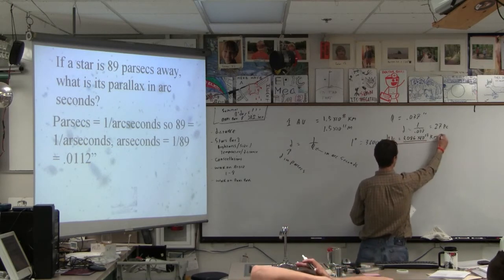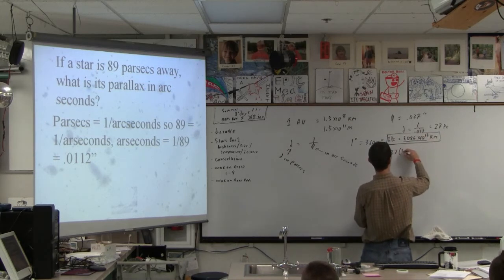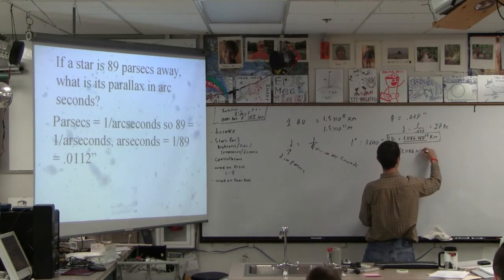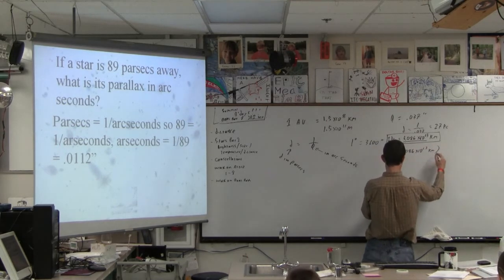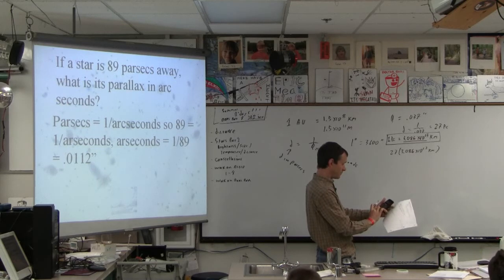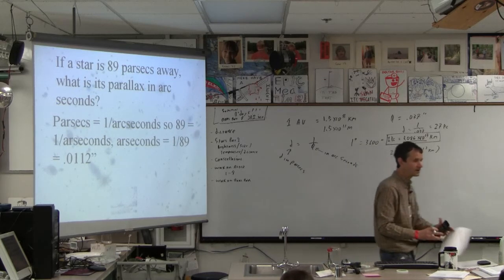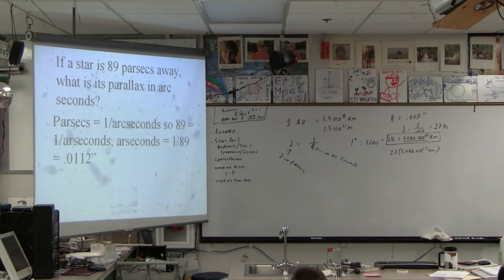So I'm just pulling a conversion out of the hat. Our distance in kilometers is 27 times 3.086 times 10 to the 13th kilometers. Let's see if this calculator does scientific notation. Nope, that didn't work. All right, I need one of my calculators back. There we go.